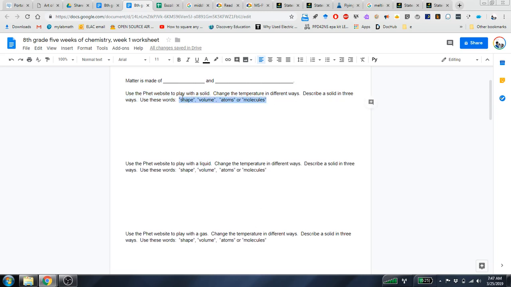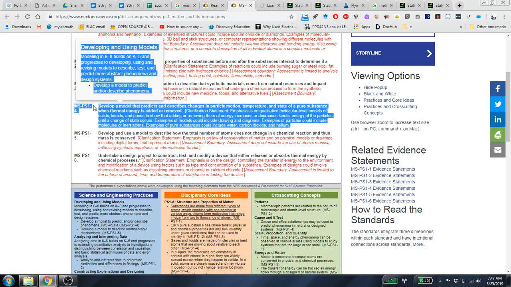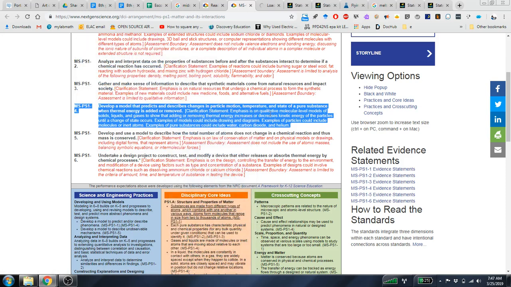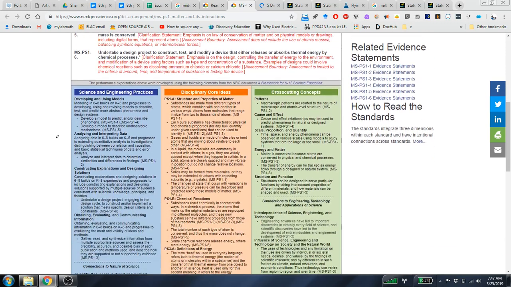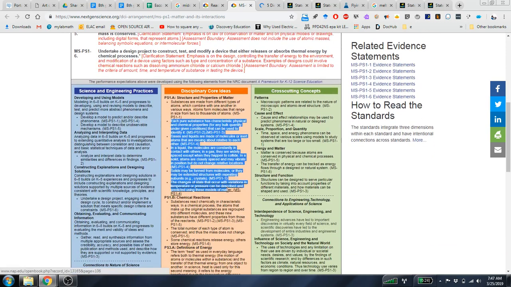They're going to have trouble using these words, so I think the teacher has to maybe even do the first one for them. What I'm trying to get here is I'm trying to get the students to come to the realization that is outlined in this particular performance expectation, MS-PS1-4, and I'm trying to get the students to hit these parts of the DCI, changes of state, and what the particles are doing in a solid, liquid, and a gas.